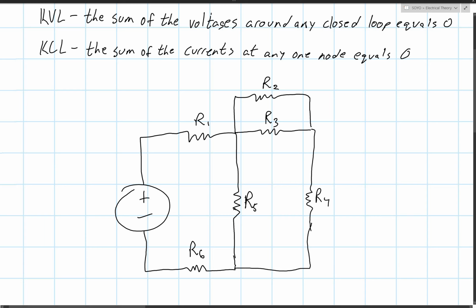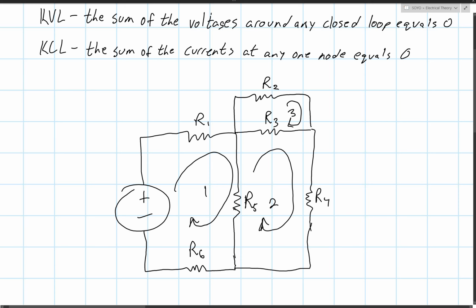So we can see several loops here. We'll just look at the KVL and then the KCL. So this loop here, I'll draw an arrow. This is loop 1, we'll call that. We'll call this loop 2. This we'll call loop 3. So we have loops 1, 2, and 3.